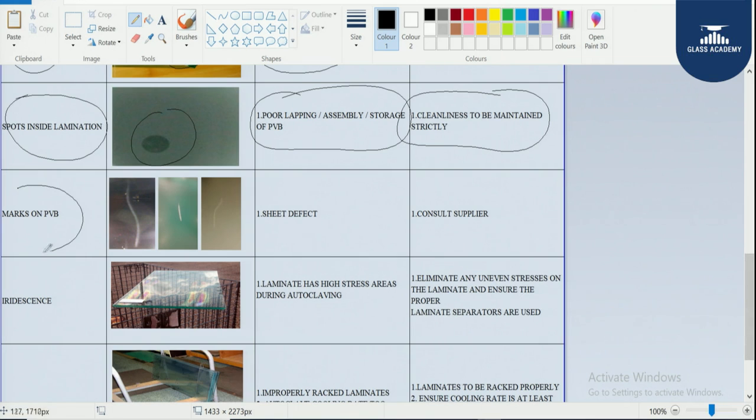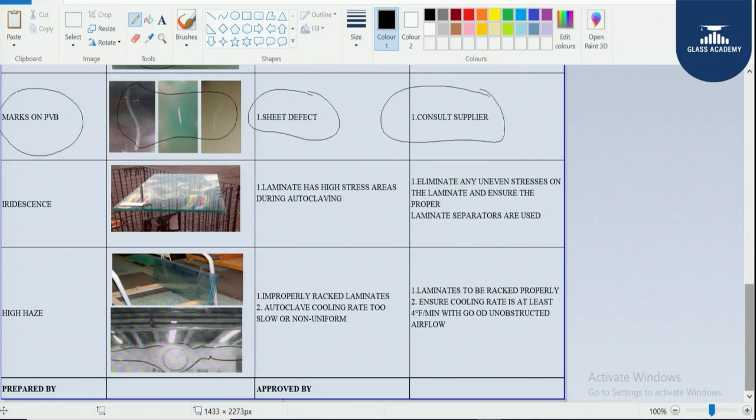The next defect we are going to see is in the PVB layer itself. You can see the layer has marks on the sheet. The sheet itself is defective. In such cases, the supplier should be consulted. The next defect is known as iridescence. You can see the rainbow effect on the glass. The reason is that the laminate has high stress areas during autoclaving. We can overcome this issue by eliminating any uneven stress on the laminate and ensuring the proper laminate separators are used.